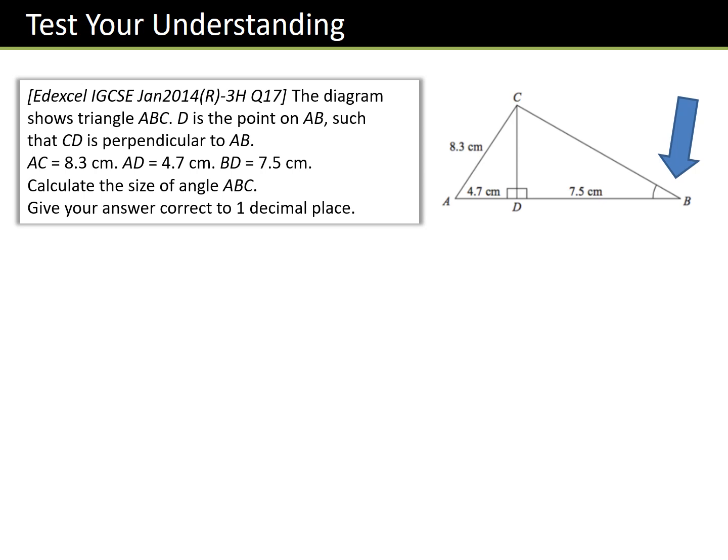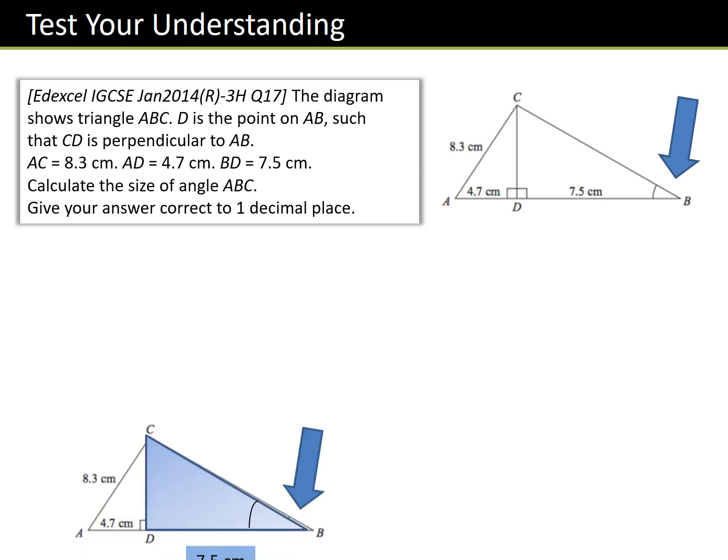So, the diagram shows a triangle ABC. D is the point on AB, such that CD is perpendicular to AB. So CD is the line that's going downwards on the vertical. You're given the various side lengths, and we want to calculate the angle ABC. And I put a little arrow to show you where the angle is. So it's the angle B, because it's the middle one of the three letters.